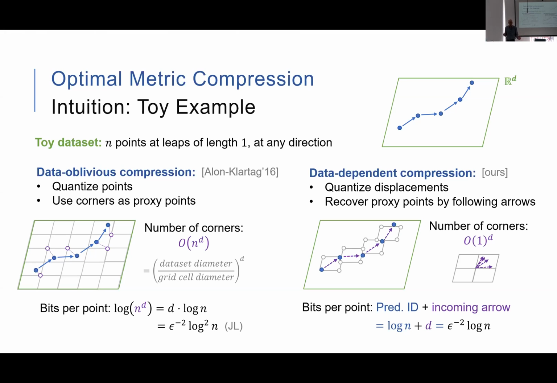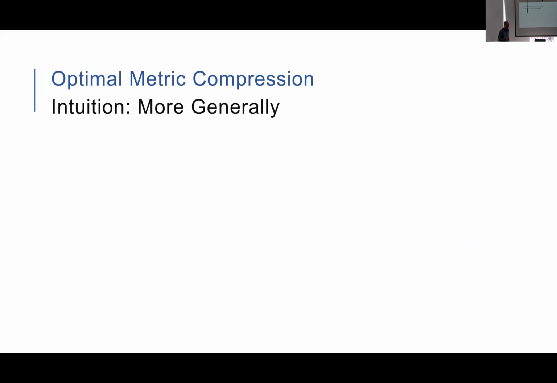What do I need to store for every point? I need to store two things. First, who was the head of the arrow? Who is the previous point? That's log n bits. It's a point among the n points. And second, what is the quantized displacement, the quantized arrow? As we said, this is log of a constant to the d, so this is d bits. And this is why we get d plus log n instead of d times log n, which is altogether log n instead of log squared n. So this is where these improvements come from on this example, just for demonstration. Let me maybe say just a few words.